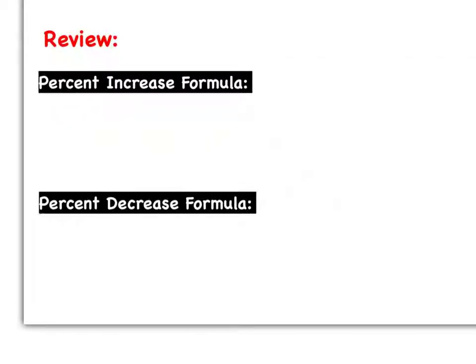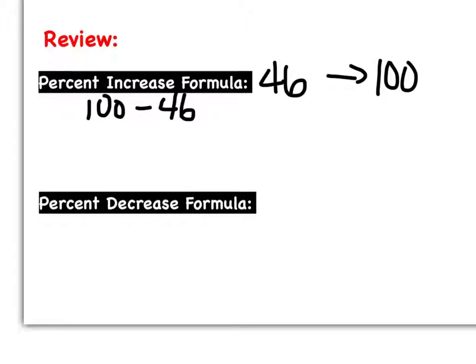Let's do a real quick review from what we learned yesterday. Let's say I have 46 pencils in my supply closet and I bought another pack, so now it increased to 100 pencils. If we're doing the percent formula, we take our large number minus our small number. Remember, that's always, no matter if it's a percent increase or a percent decrease, over our original amount. And I know my original amount is my 46 because that's the first number I come across. That's the original number of pencils I had. And then we would just go through the motions of order of operations and find a percent increase. Same thing with a percent decrease.